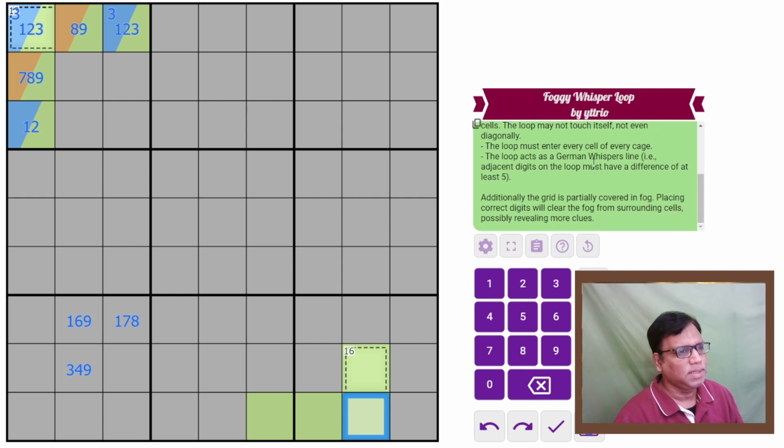The loop must enter every cell of every page. The loop acts as German whisper line. The adjacent digits from the loop must have difference of at least.